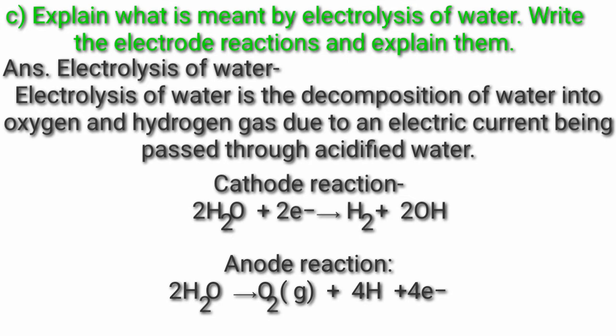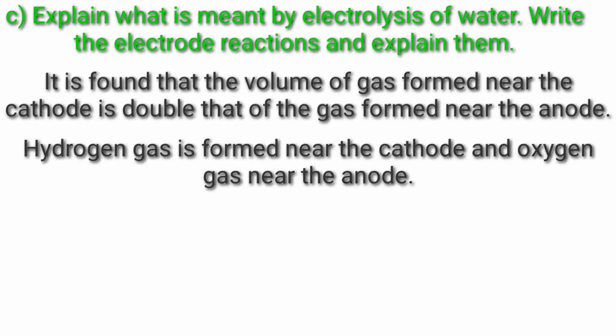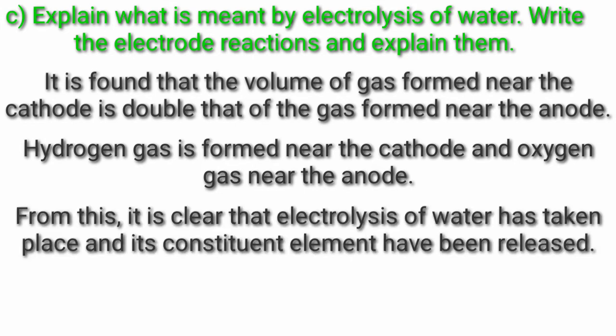It is found that the volume of gas formed near the cathode is double that of the gas formed near the anode. Hydrogen gas is formed near the cathode and oxygen gas near the anode. From this, it is clear that electrolysis of water has taken place and its constituent elements have been released.